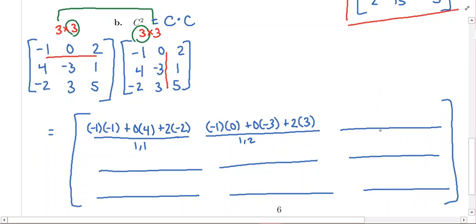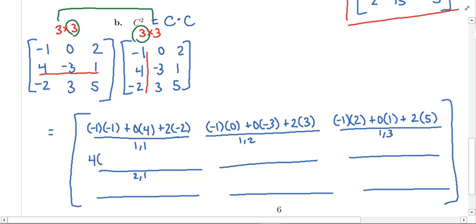Finally in this row, we're going to do the first row, third column. So you're going to do the dot product of the first row and now the third column. So we will get -1 times 2 plus 0 times 1 plus 2 times 5. Done with the first row. Moving on to the second row, first column. Let me erase these red lines. Now we're doing the second row, first column. We're going to do 4 times -1 plus -3 times 4 plus 1 times -2.